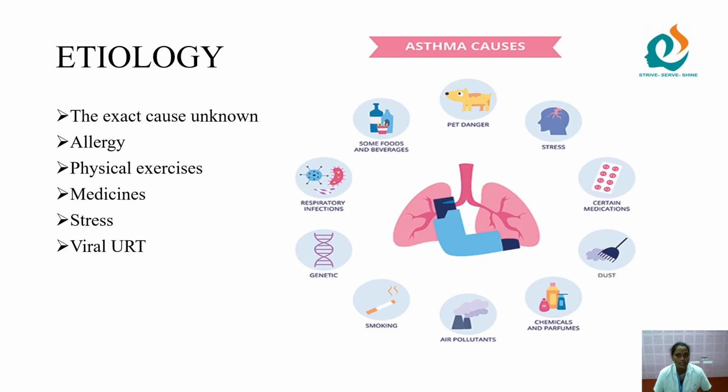Next is the causes of asthma. How does asthma occur? The exact cause is unknown. Allergic reaction, physical exercise, medicine, stress or viral upper respiratory tract infection. Mainly domestic animals and pet dander, stress and certain medication, dust, chemicals and perfumes, air pollution, smoking, genetics and respiratory infection. These are all the causes of asthma.